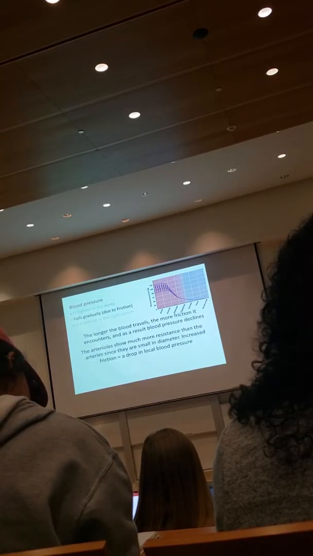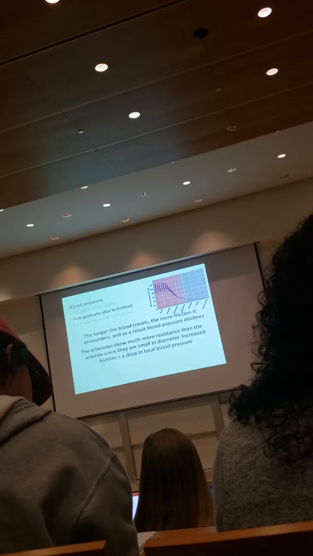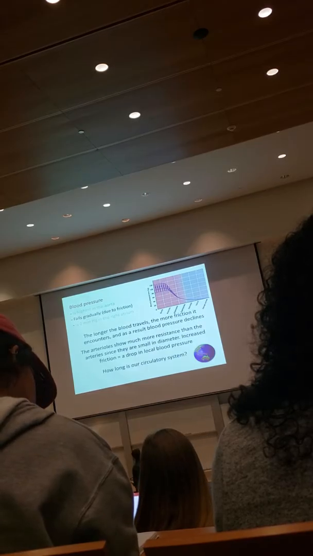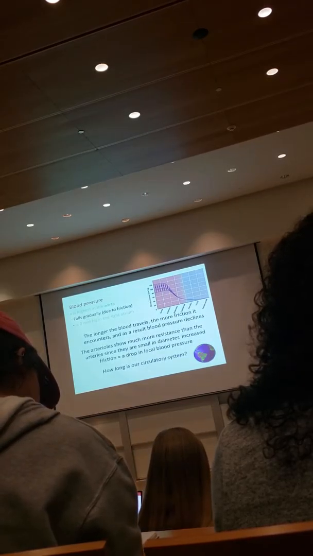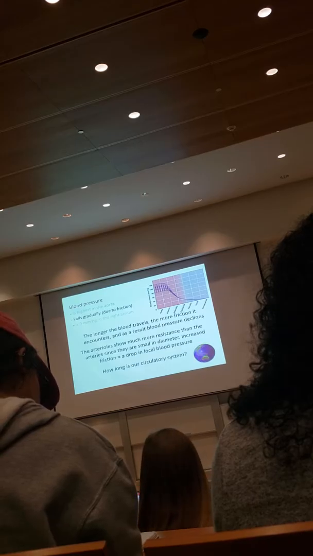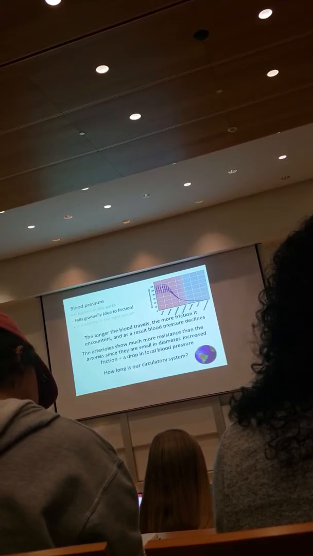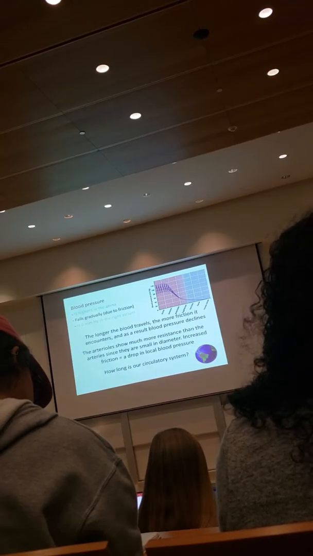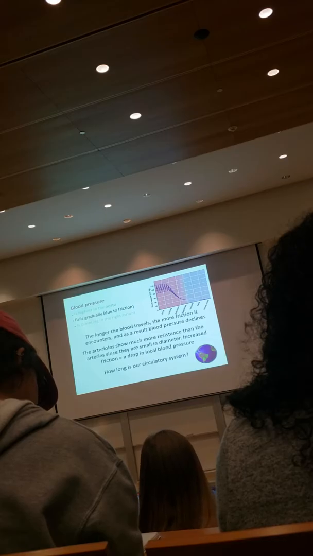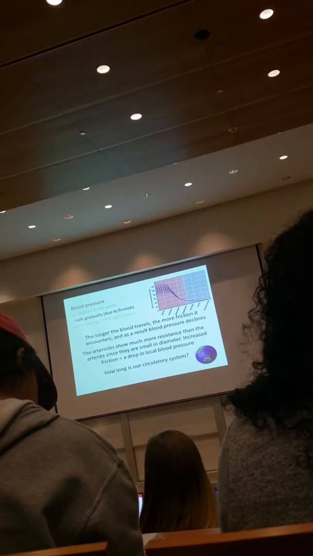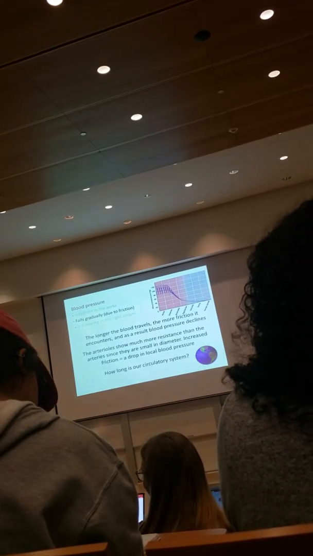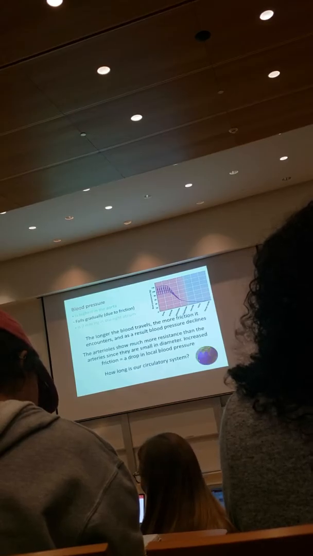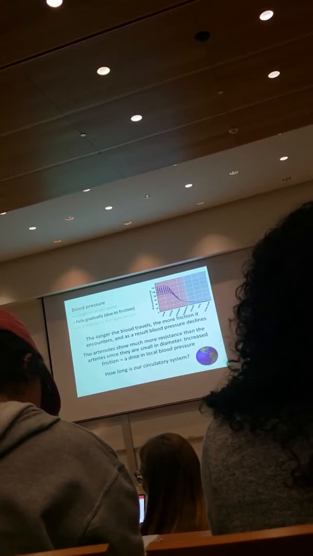We have 60,000 miles of blood vessels, two and a half times the circumference of the entire Earth in every one of our bodies. That's the amount of blood vessels that you have here. This is all the capillaries and all the arterioles and all the large arteries. Your blood runs a long, long way. It's pretty amazing, but that's the case.